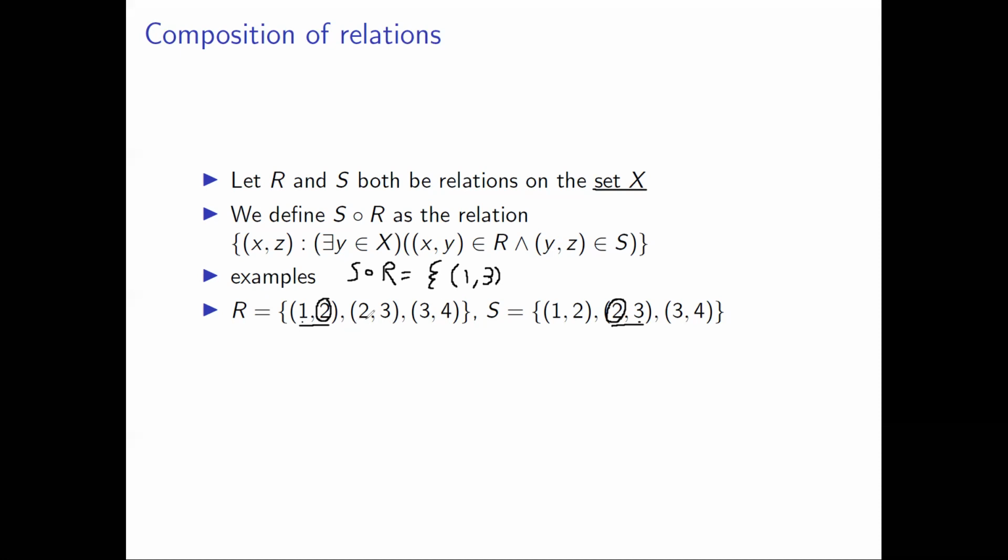And we'll look at this second element of the relation R. And specifically, we'll focus on the second term in the ordered pair, which is a 3. We'll see in our relation S, does anything start with 3? And we see this ordered pair does start with 3. And we look at the second term in that ordered pair, which is the 4. And we take the 2 from here and the 4 from here.